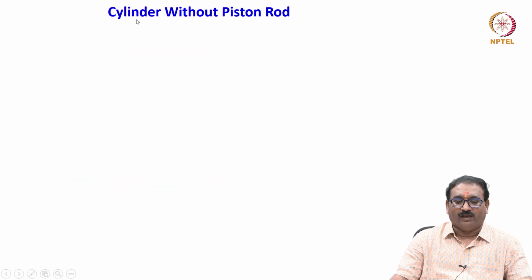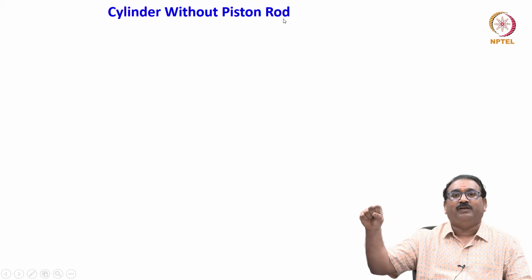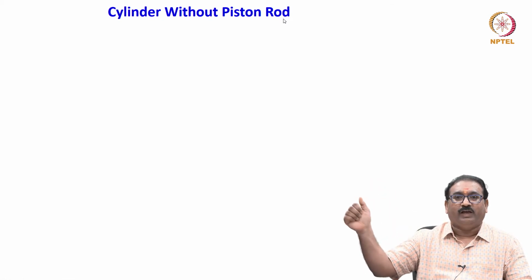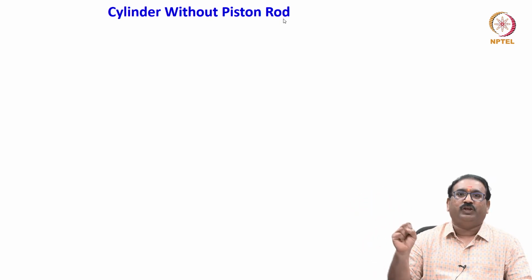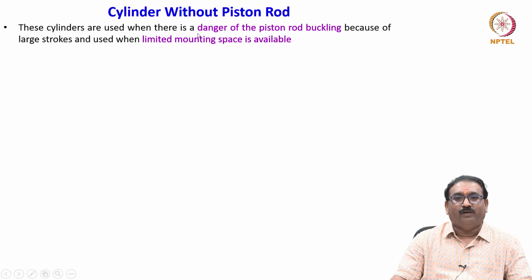Now, we will see quickly the cylinder without the piston rod. Previously, the piston rod, where the load is attached, would do the extension and retraction of the load for positioning applications or many applications. But here now there are no piston rods. Then you will see the different versions available in this category. These cylinders are used when there is a danger of the piston rod buckling because of larger strokes, and when limited mounting space is available. That time they will be well suited.